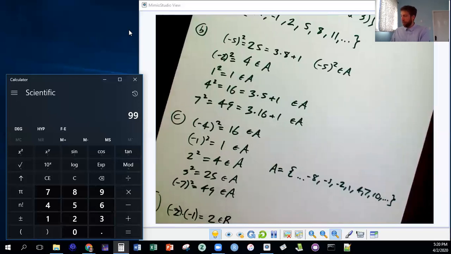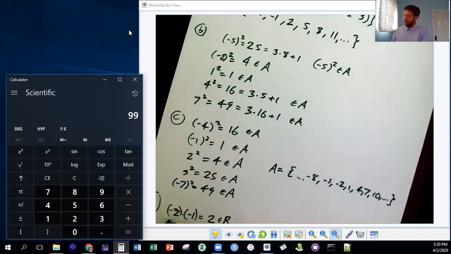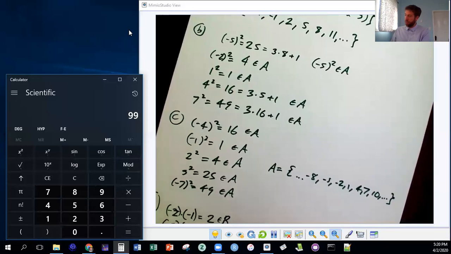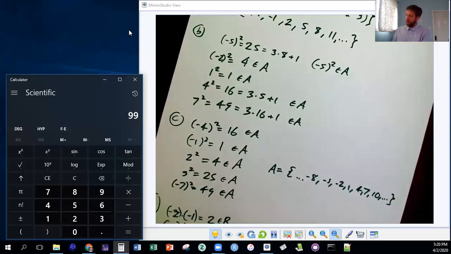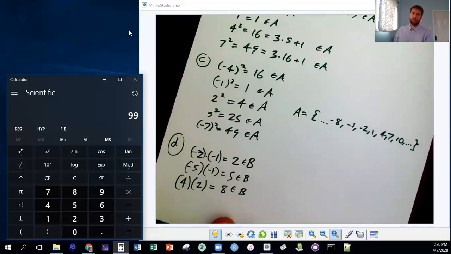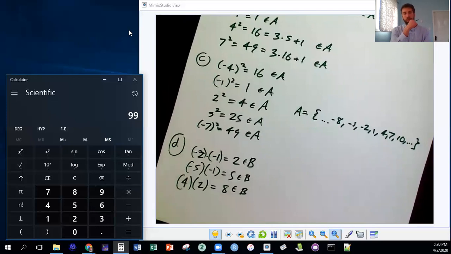And then if I do -5 times -1, that's equal to 5, which is in B. And if I do, how about 4 from A times 2 from B, that's equal to 8. That's in B. Okay? Oh, I'm sorry, you can't see that. So, suspiciously, they're all in B.